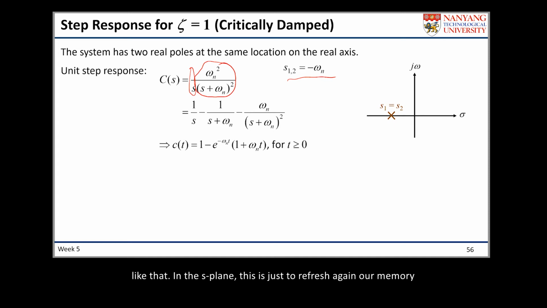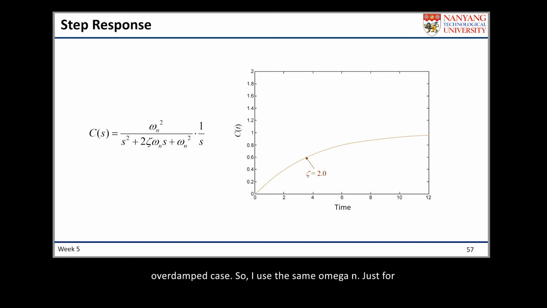In the s-plane, this is just to refresh our memory on a critically damped system. We will have two identical poles located on the real axis. After you analyze the unit step response, you get this unit step response in the time domain, and then you can plot it similarly to what we did in the overdamped case. I use the same omega n just for illustration here, and to illustrate the critically damped system response, I use zeta equal to 1, and when I plot it, the response looks like this.